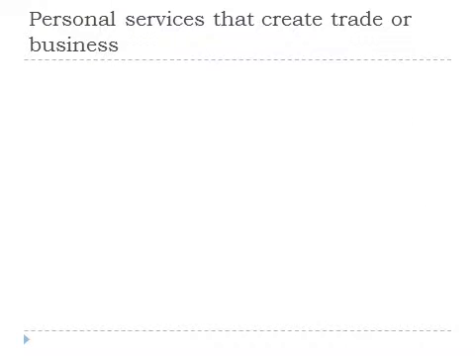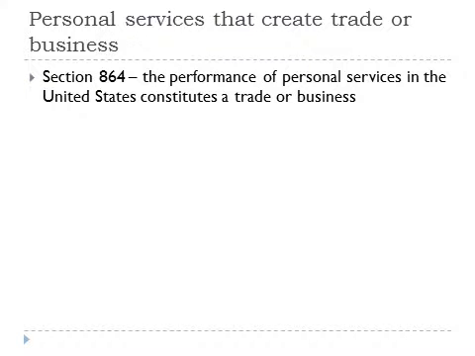One of the few statutes on the existence of a U.S. trade or business involves the performance of personal services in the United States. Section 864 provides that the performance of personal services in the United States constitutes a trade or business in the United States. The provision is subject to an exception for de minimis amounts of services, as discussed in the next slide.